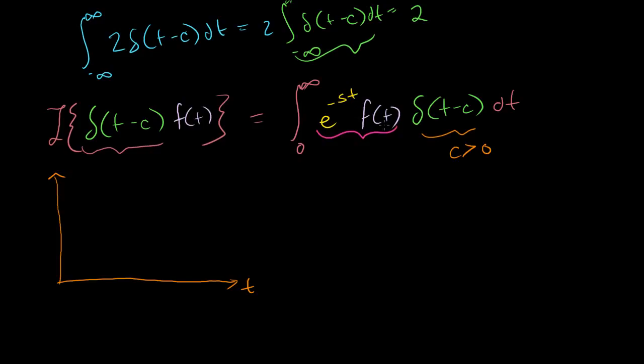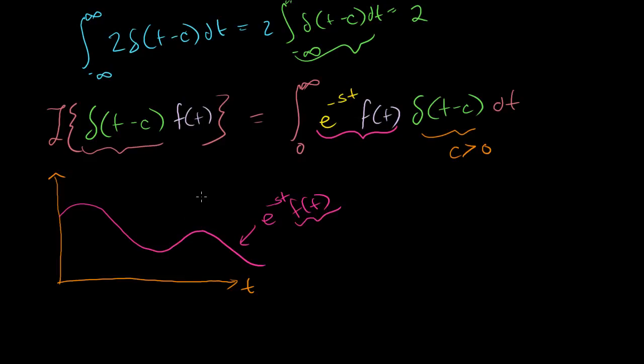e to the minus st times f of t. I don't know. It's going to be some function. e to the minus st starts at 1 and drops down, but we're multiplying it times some arbitrary function. So I'll just draw it like this. Maybe it looks something like this. This right here is e to the minus st times f of t. And the f of t is what gives it its arbitrary shape.